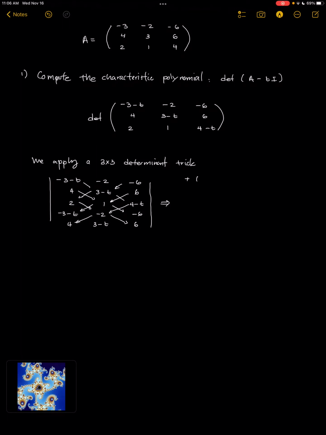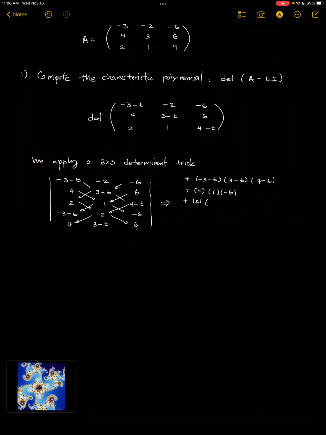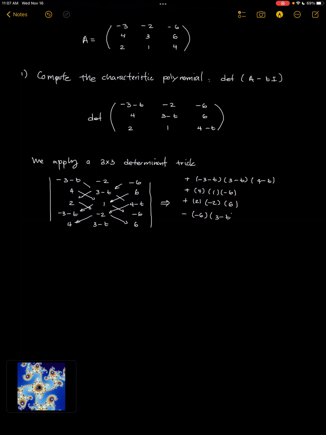On the plus, we have negative 3 minus t times 3 minus t times 4 minus t, plus 4 times 1 times negative 6, plus 2 times negative 2 times 6; minus negative 6 times 3 minus t times 2; minus 6 times 1 times negative 3 minus t; and lastly, minus 4 minus t times negative 2 times 4. Now, after some serious arithmetical manipulation, what we get is the following expression: negative t cubed plus 4t squared minus 5t plus 2.